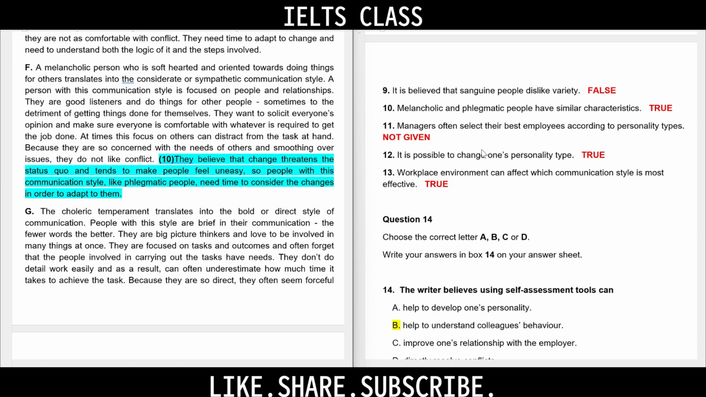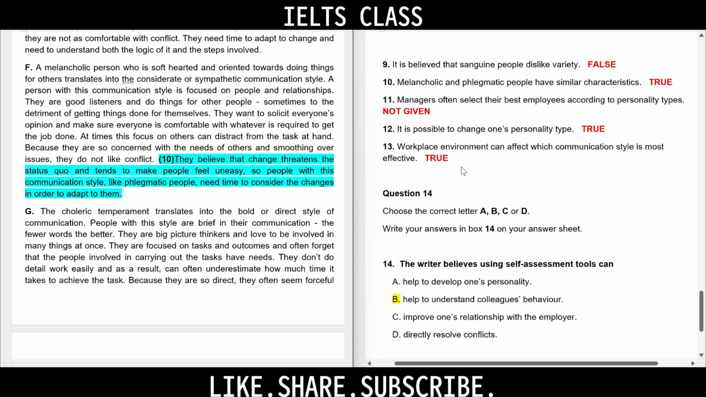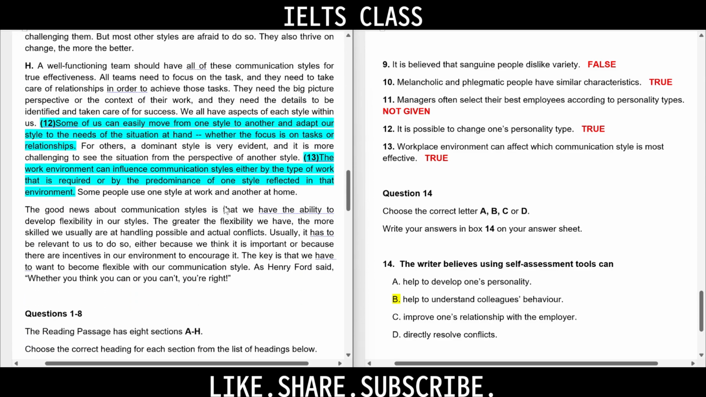So even in the passage we have not read about selecting best employees or awarding best employees or something like that, so not given. Next is, it is possible to change one's personality type. Yes, we have read about it in the last paragraph.